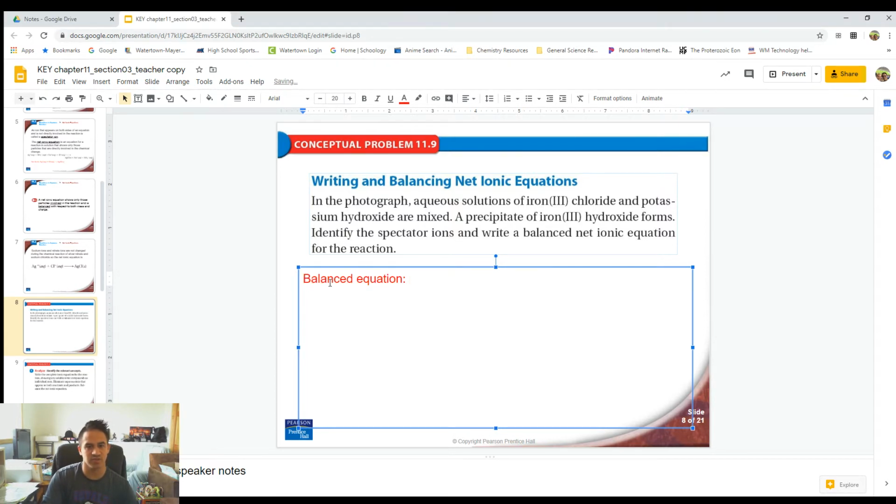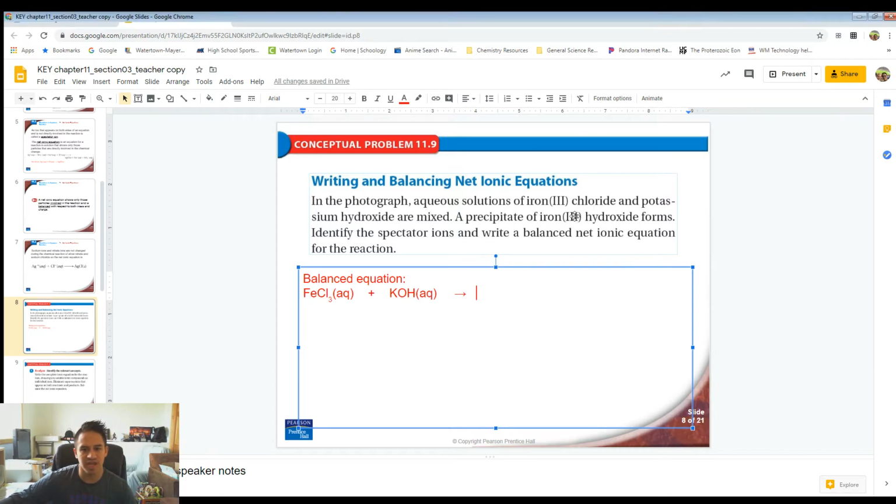Balanced equation. All right, so we're going to have iron 3 chloride. So iron 3 chloride has a chemical formula like this. Now if you are having difficulties writing chemical formulas, again, go watch videos from chapter 9 on how to do that. By this point, you should be able to write chemical formulas. So I have iron 3 chloride and potassium hydroxide, both of which are aqueous, because it says right here, aqueous solutions of these are mixed together. So we know they're aqueous.